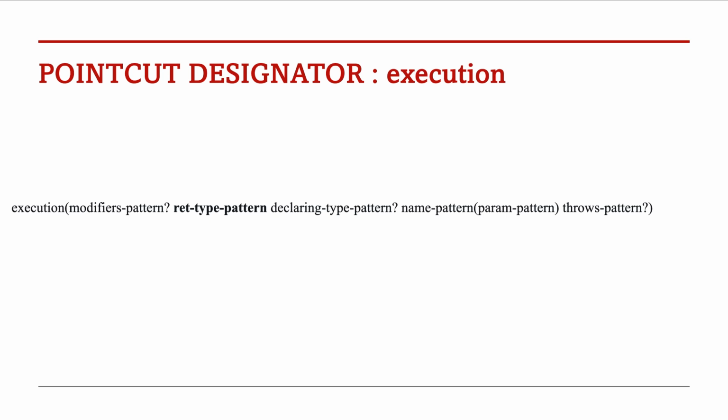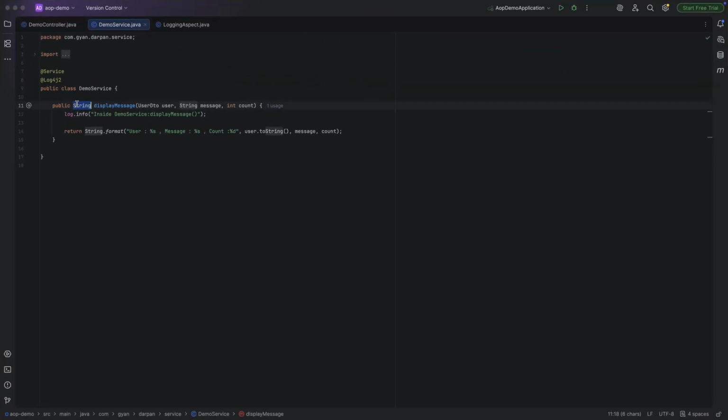And remember, unlike the modifier, the return type is required. You cannot skip it. The return type pattern controls what return type the matched method should have. You can be very specific, target only methods that return string or void, or a specific object type. Or you can be completely flexible, use the asterisk wildcard to match methods regardless of what they return. Let's get started.